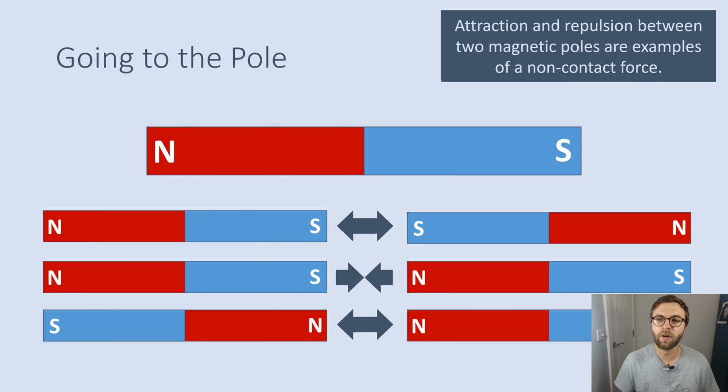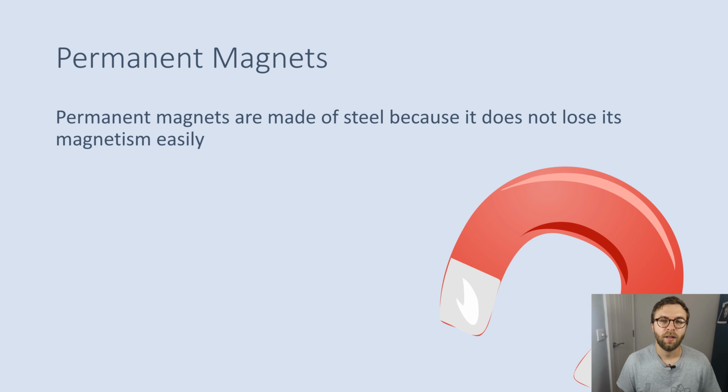This attraction and repulsion between 2 magnetic poles are examples of a non-contact force. They don't need to be touching for the forces to be exerted. Later on we're going to have a look at the difference between 2 different types of magnets, permanent magnets and induced magnets, but for the moment we're just going to introduce permanent magnets. These are magnets that are made of steel generally, and they don't lose their magnetism easily, which is why they're called permanent magnets, because they maintain that magnetism.